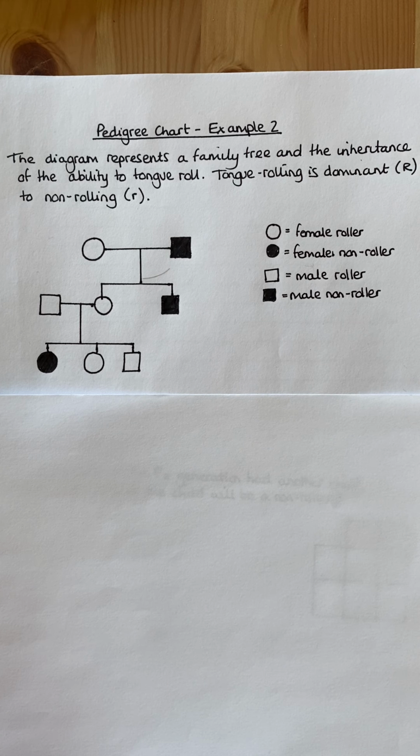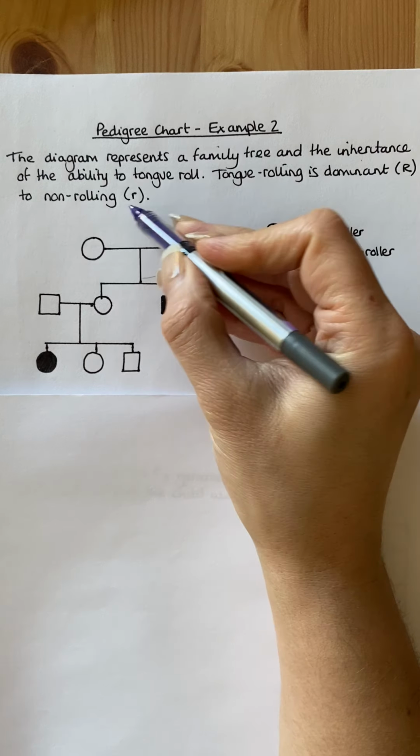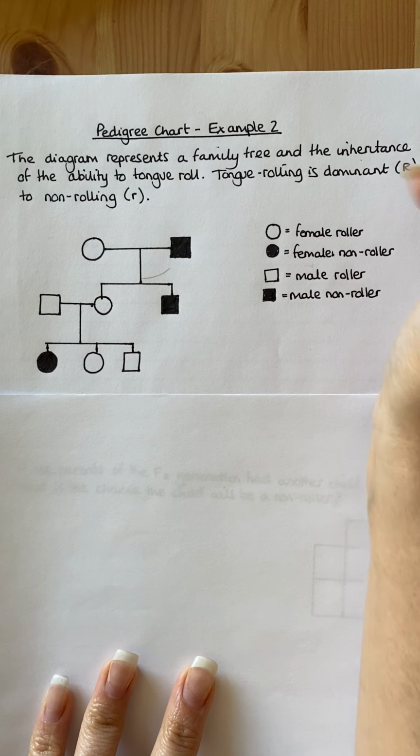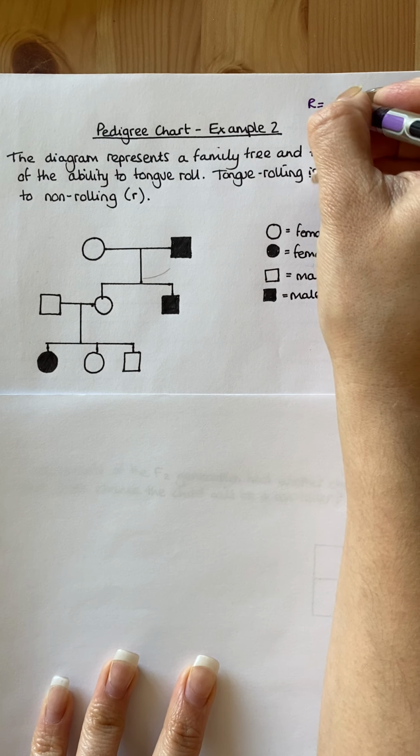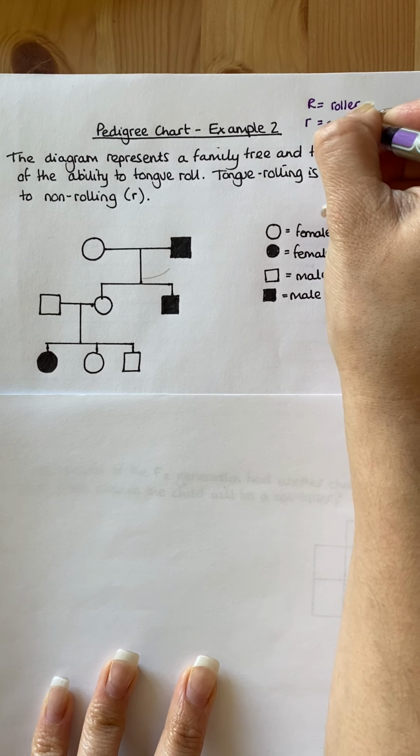So it states in the question, the diagram represents the family tree and the inheritance of the ability to tongue roll. So tongue rolling is dominant, so capital R for rolling, and non-rolling is small r. So in this example, we have capital R as a roller, and small r as a non-roller.